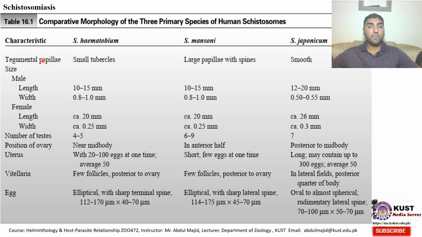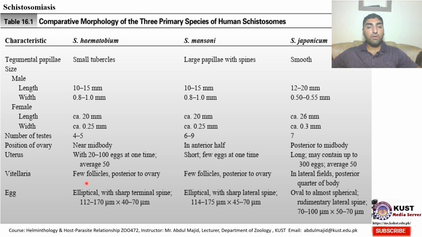Now the number of testes. In Schistosoma haematobium there are 4 to 5 testes, in mansoni there are 6 to 9 testes, and in japonicum there are 7 testes. Position of ovary: near mid body, anterior half, and posterior to mid body. Uterus with 20 to 100 eggs at one time, average 50. In mansoni the uterus is short, with few eggs at one time. In japonicum the uterus is long, may contain up to 300 eggs, average 50.